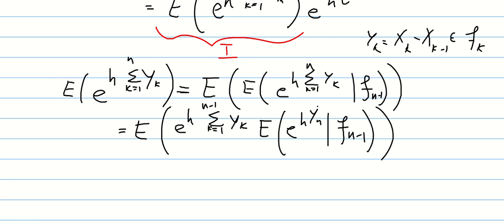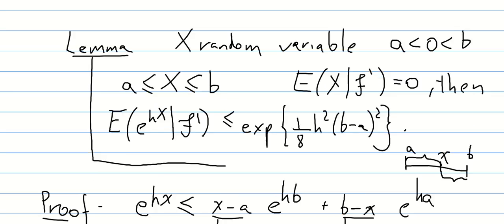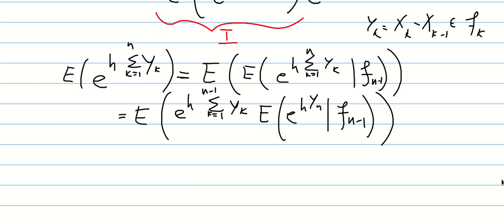So now it's really like we had in the previous lemma. Let's go back to the previous lemma. We had a random variable. In our case, underneath it's going to be y. The conditional expectation of y, we have to check that it's 0. Then we can bound the conditional expectation of the exponential by something. So let's go down and see if we have everything we want. So this is going to be our random variable. What's the conditional expectation of y given F_{n-1}?